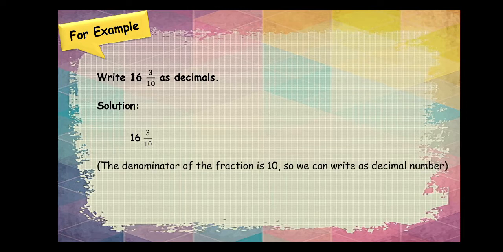For example, if we have this mixed number and we have to write it in decimal form, we look at the denominator. Here the denominator is already 10. So we can convert this fraction into a decimal by moving the decimal point to the left side. When we move the decimal point by one place to the left side, it will be 16.3.